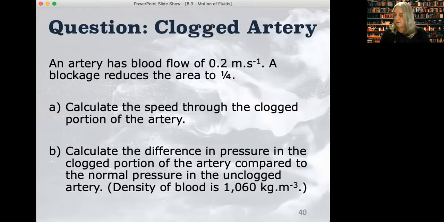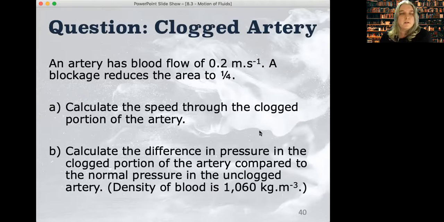Right, and our third question, a clogged artery. If an artery has a blood flow of 0.2 meters per second, and then a blockage reduces the area to a quarter, so area to a quarter, not by a quarter. I think this slide has had some issues in the past, so it may be incorrect on the answers, but we'll follow along and see what we get.